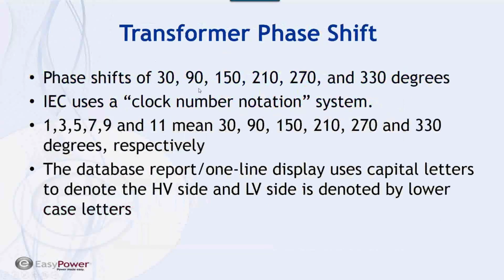This is a new feature we have added because IEC uses a clock number notation system to classify the phase shift in transformers. So phase shifts of 30 degrees, 90 degrees, 150, 210, 270, and 330 are all available, all recommended options in IEC, and they all have been added here.